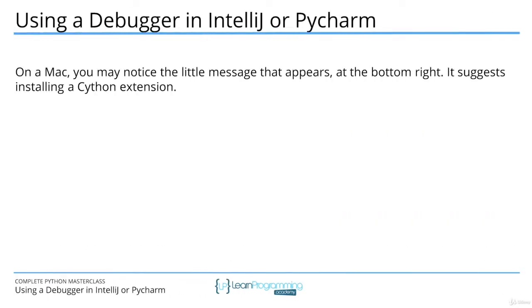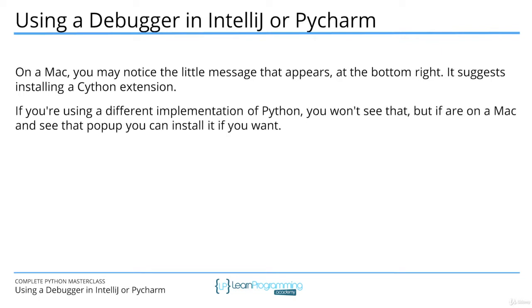Now on a Mac, although I haven't got a screenshot for this, you may notice there's a little message that can appear down the bottom right hand corner suggesting you install a Python extension. If you're using a different implementation of Python other than what we've suggested you install in this course, you won't see that, but with the CPython implementation on a Mac you should see it pop up at some point. I suggest you ignore it, and if you do that the dialog will disappear after a short while. This particular extension on a Mac can be really useful if you've got a large code base, but at the moment the code in this course isn't complex enough to benefit from installing another extension. It's really just introducing another potential point of failure, so for that reason I suggest you ignore it.